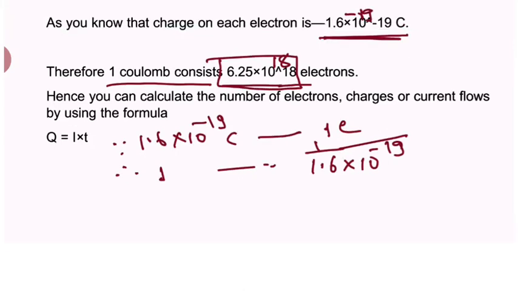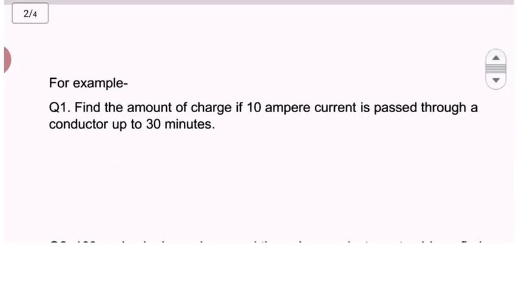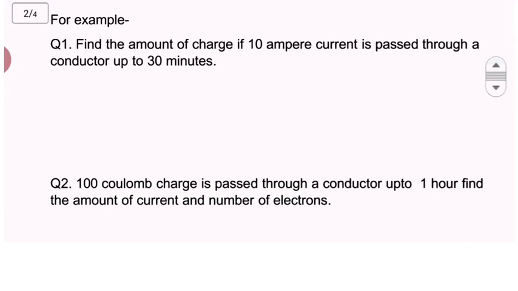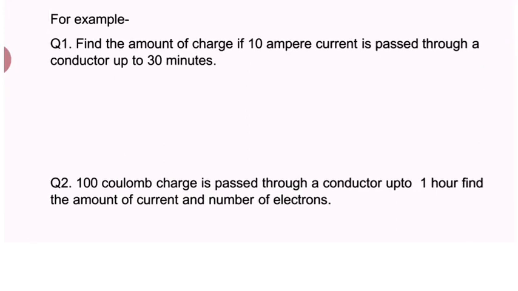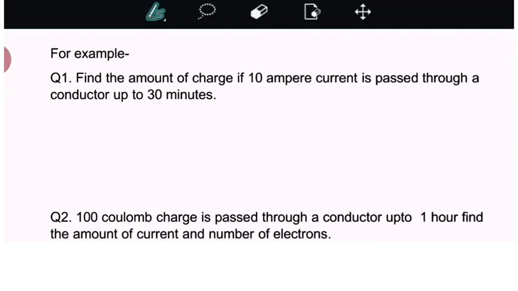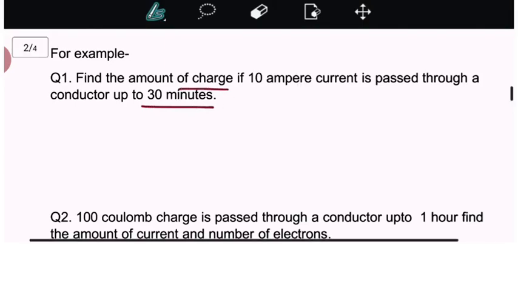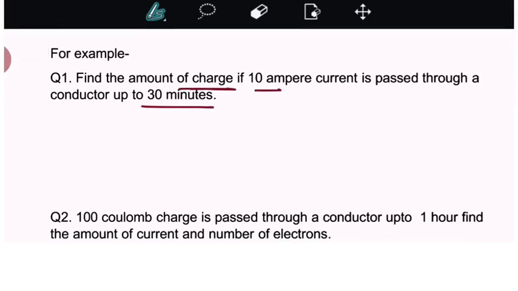And then again you have to study some examples at first. Find the amount of charge if 10 ampere current is passed through a conductor up to 30 minutes. What have you to calculate? Amount of charge, means Q. How much current is passed? 10 ampere current is passed. How much time? 30 minutes.